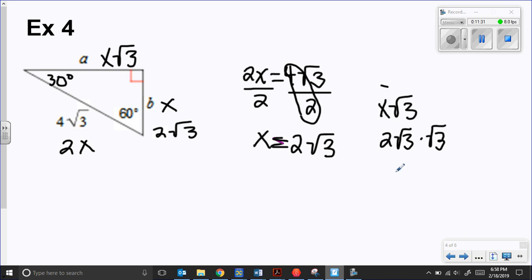And so now remember, we can multiply the radicals, so we get 2 times the square root of 9. And then the square root of 9 is 3, so we get 2 times 3, which is 6. So now we know that A is 6. So A is 6, B is 2 root 3, and we knew that the hypotenuse was 4 root 3.